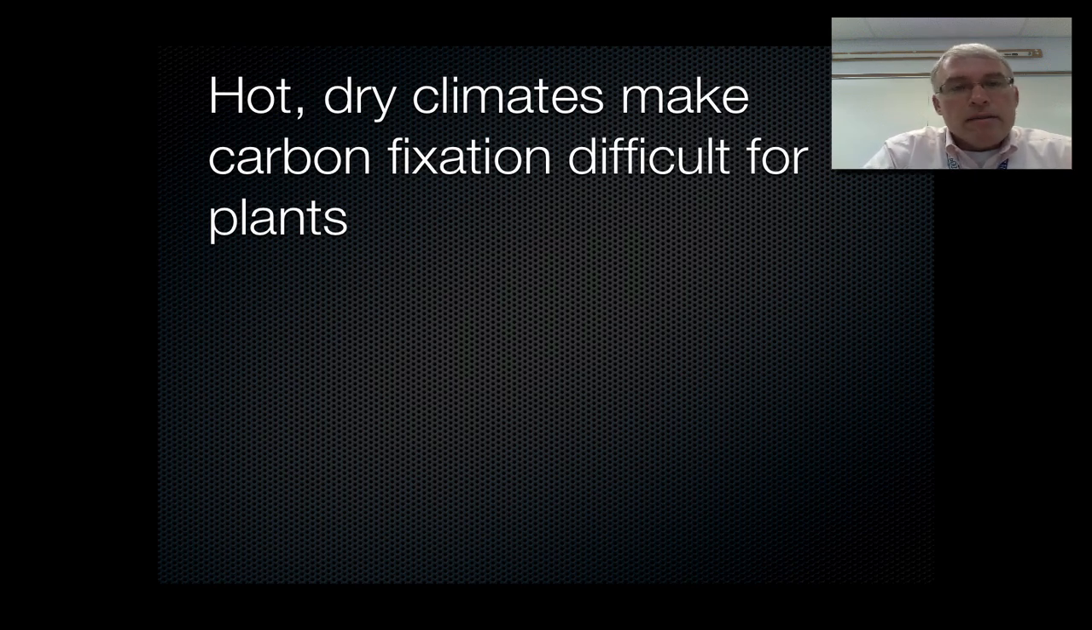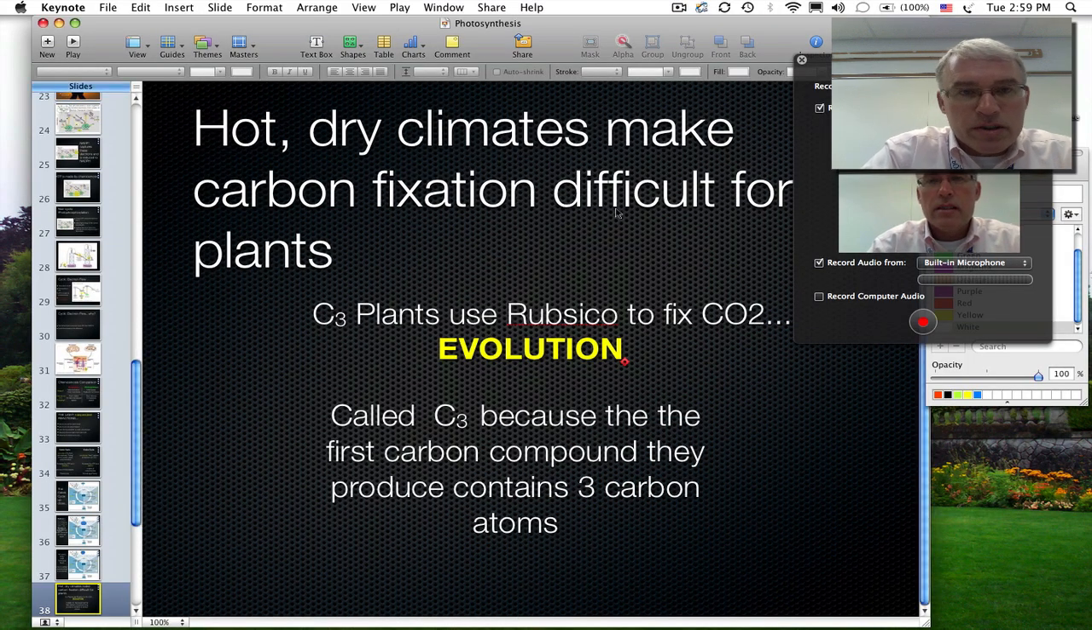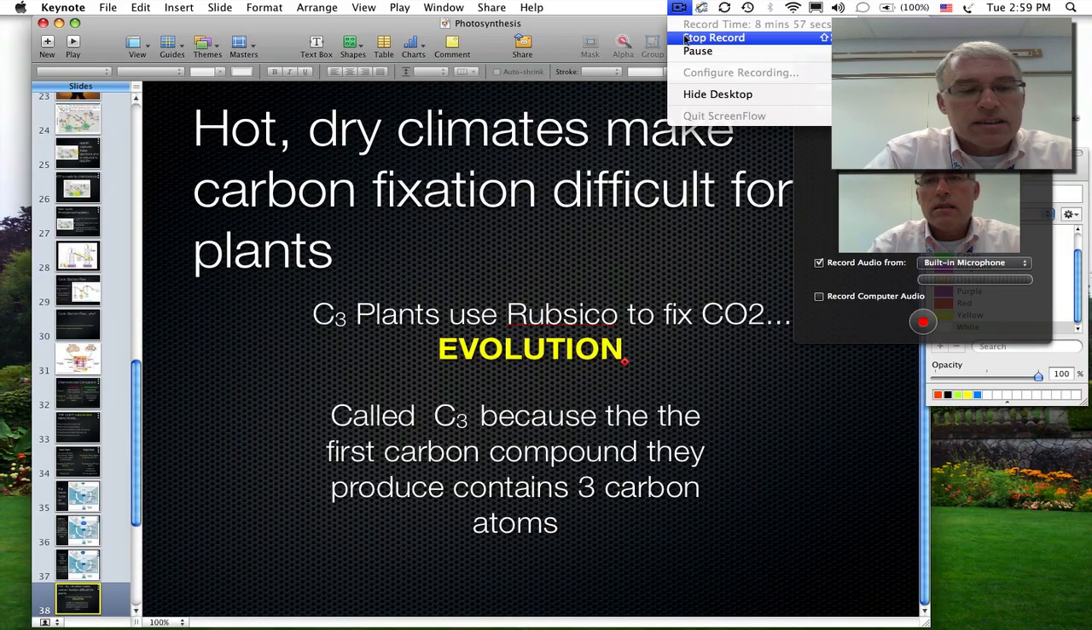Now, plants have a problem in hot, dry climates, and the hotness, the low humidity, makes it difficult for plants to fix carbon dioxide, and you need to understand how this works. We're going to do this, though, in the next part of our photosynthesis video casts. I'll save that for next.